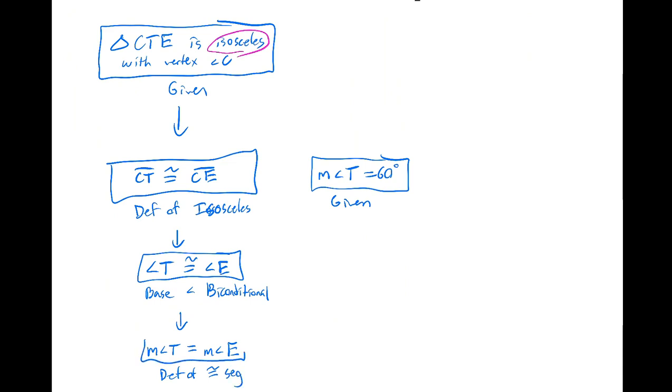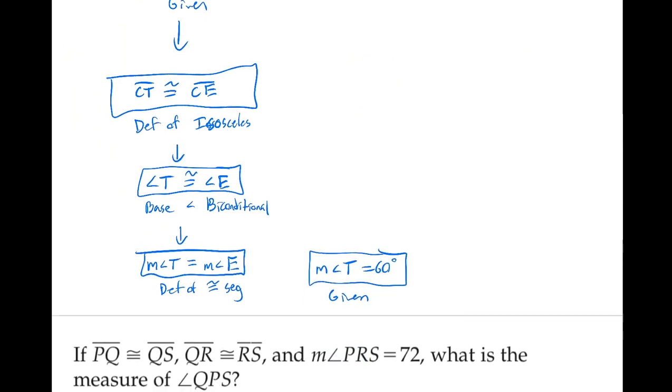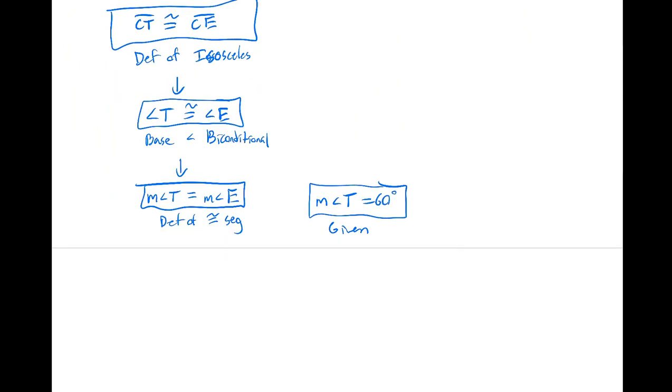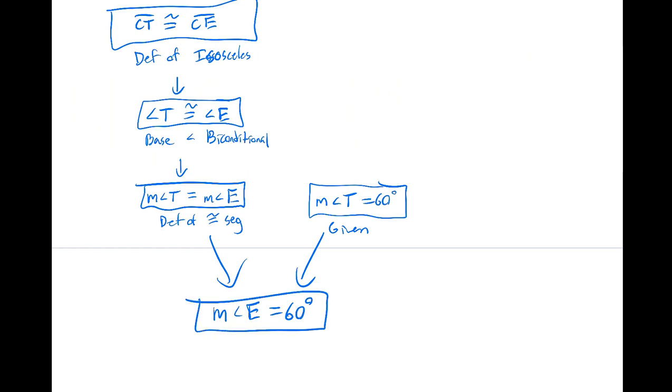And so now I could bring this down. I'm going to have to add an extra page here. I like getting really detailed with my proofs. So I know these are equal, so I can substitute them, and I can say that the measure of angle E is 60 degrees. That was the transitive property of equality, because if they're both equal to the measure of angle T, so that's the transitive property of equality. You could have said substitution, totally valid.